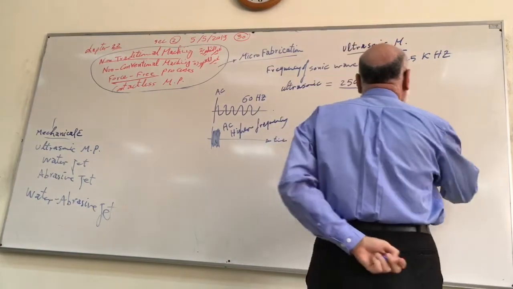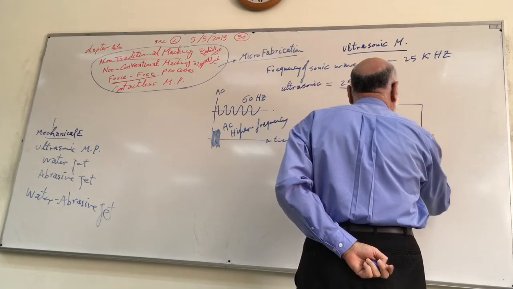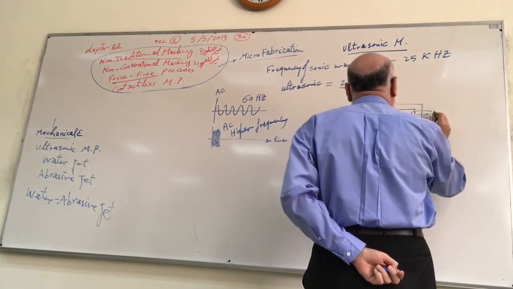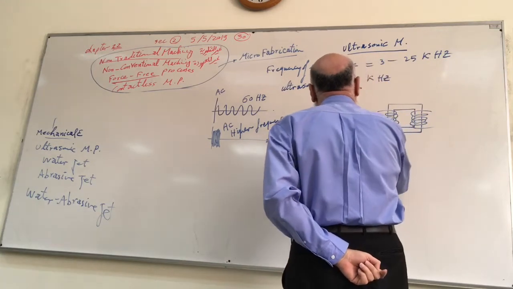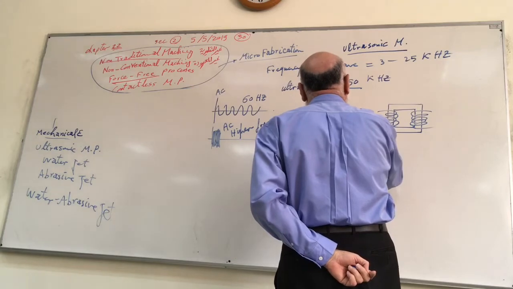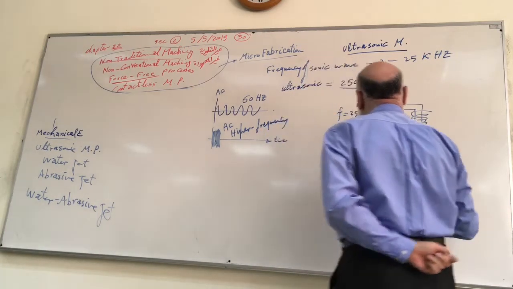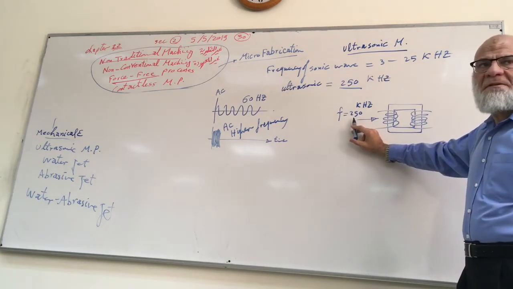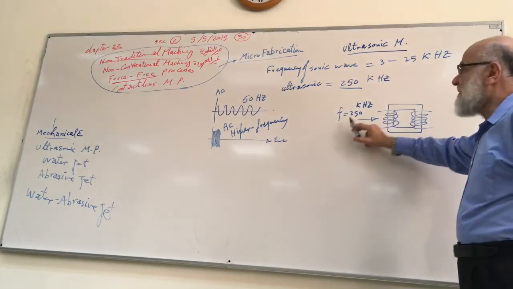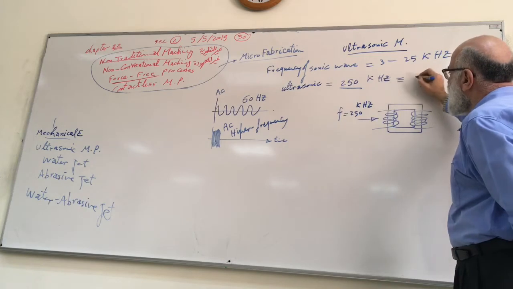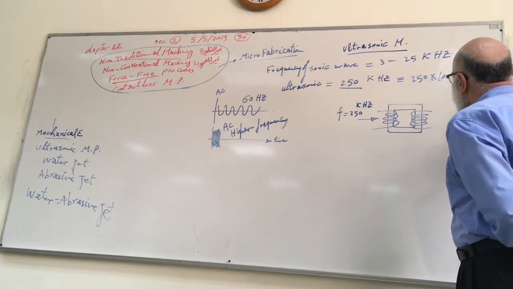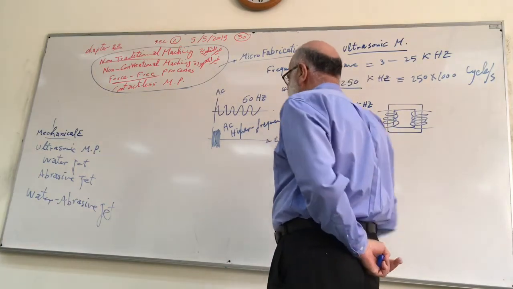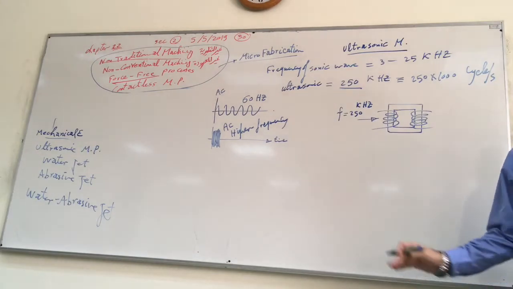This current will be given to a coil like this, coil here and here, and both together are connected and given the ultrasonic frequency of about 250 kilohertz. It will produce a magnetic field, positive and negative, 250,000 times per second. That means 250,000 cycles per second, which is too much, but the electrical engineers understand this issue and it is easy for them to do.